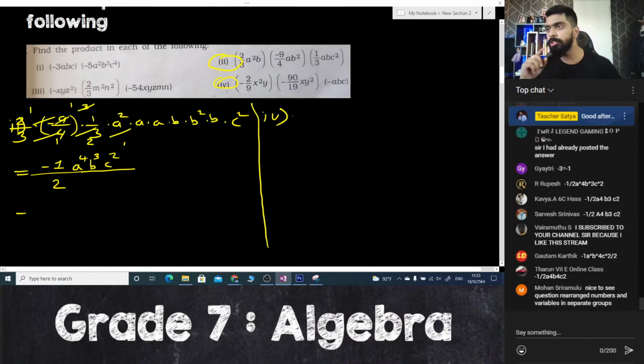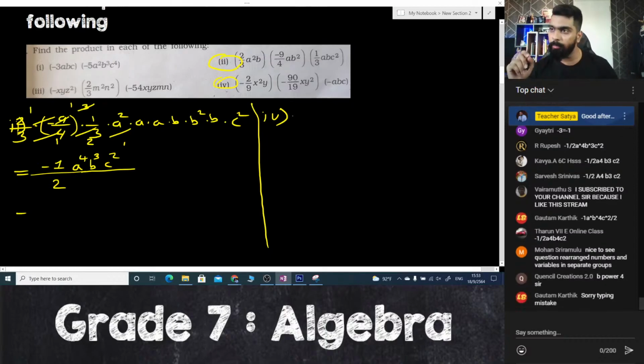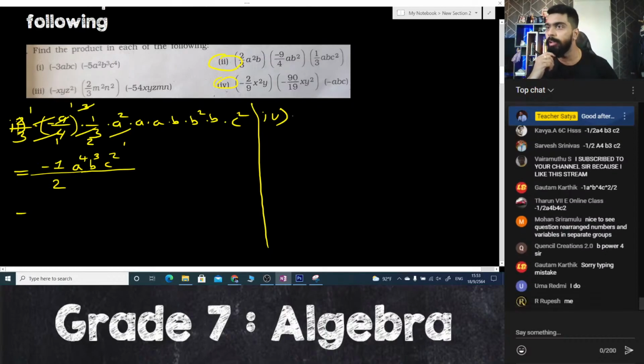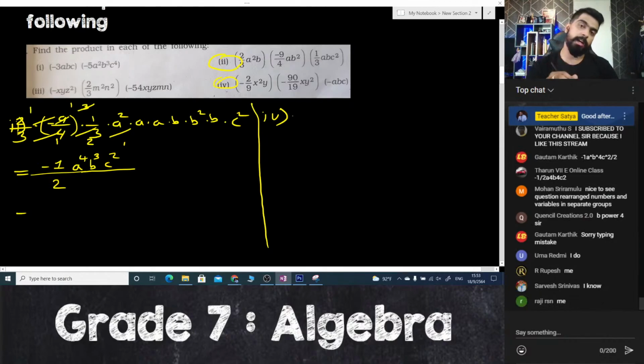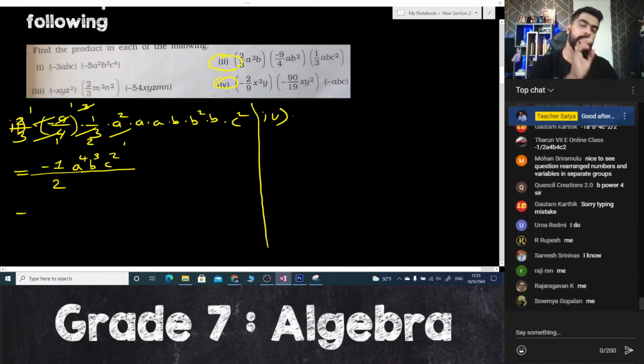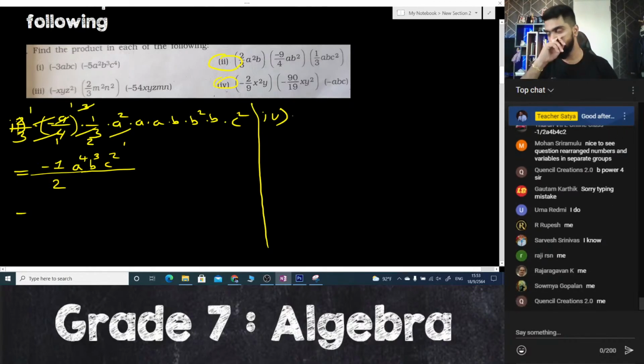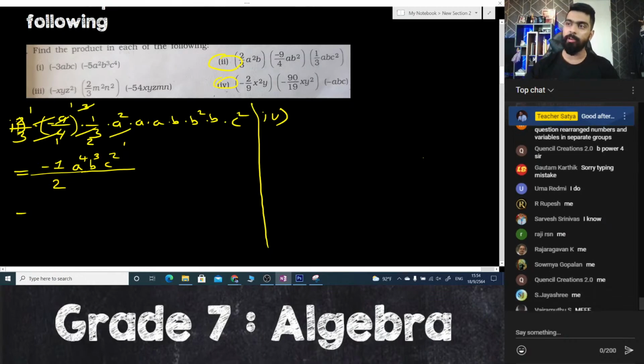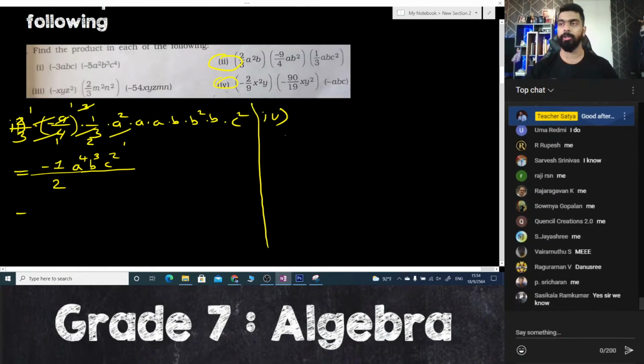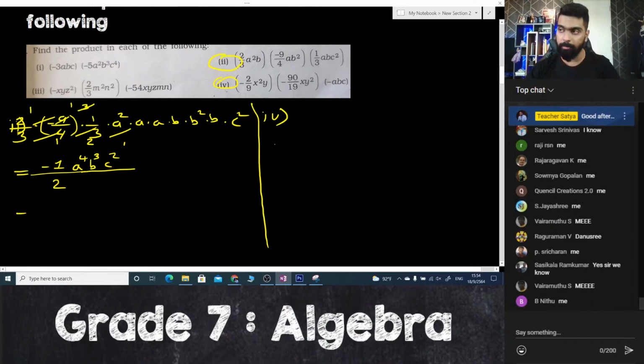Nice to see questions rearrange numbers and variables in separate groups. Very, very good. Yes. Always, as I said, guys, maths is all about writing it step by step, right? Writing it step by step. Many of you guys know distributive property. Very good. So the next one will be that much easier.